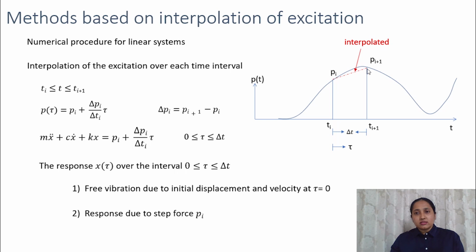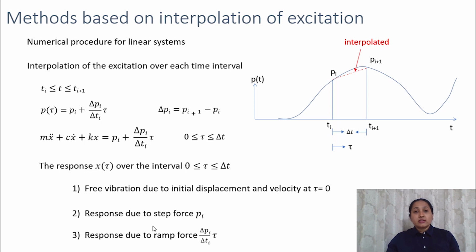So the force in this interval is equal to Pi plus delta Pi by delta Ti tau. So there will be vibration due to this step force Pi. So that is this response due to step force Pi plus response due to this ramp force, that is this delta Pi by delta Ti tau. So the total response during this interval will be the sum of these three.